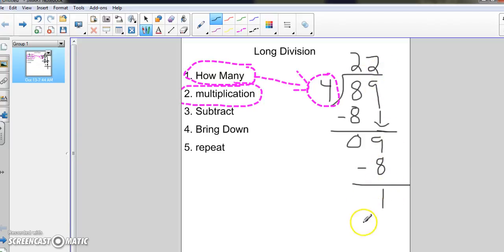22. And this tells you that you have a remainder if you have nothing left to bring down. I have nothing left to bring down, so it's 22, remainder 1.